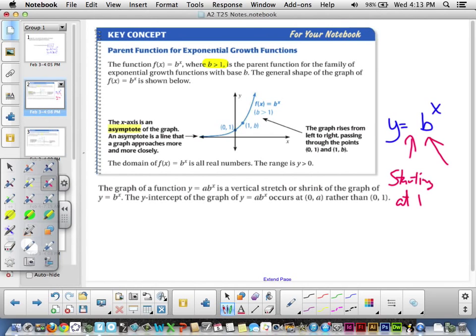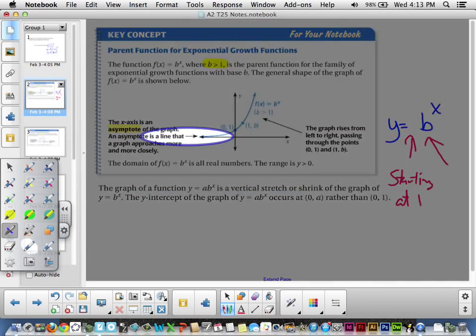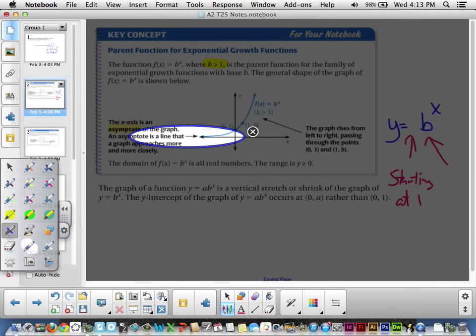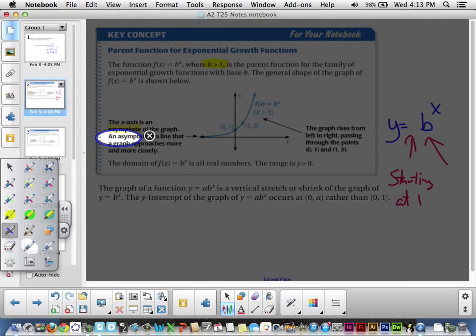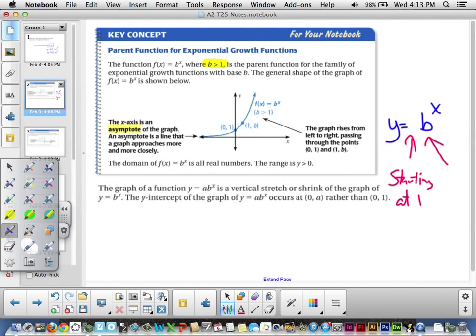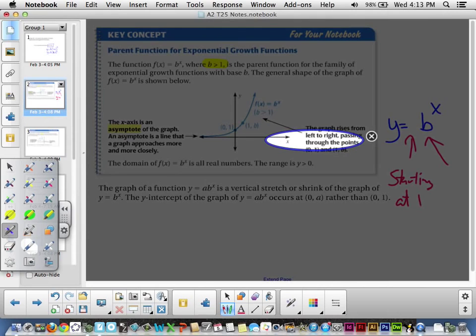A couple things I want to point out. Right here, that graph appears to be leveling off. And it is leveling off, but what's really happening is it's approaching an asymptote. An asymptote is a number or a line that a graph gets closer to at extremes. It may or may not cross it. In this case with the exponent, it does not cross it, but it's going to get really, really close. In a growth function, it's really close on the left side, at very negative values of x. For decay, it's going to get really, really close to 0 for very large values of x.